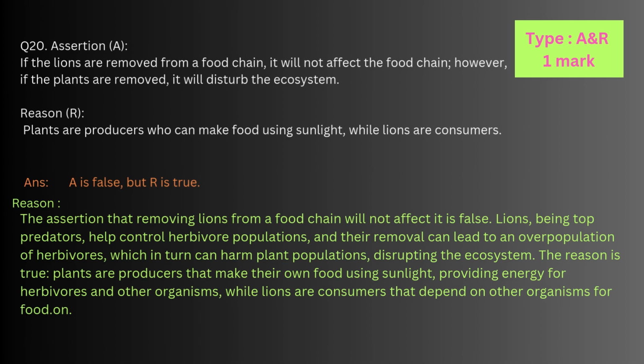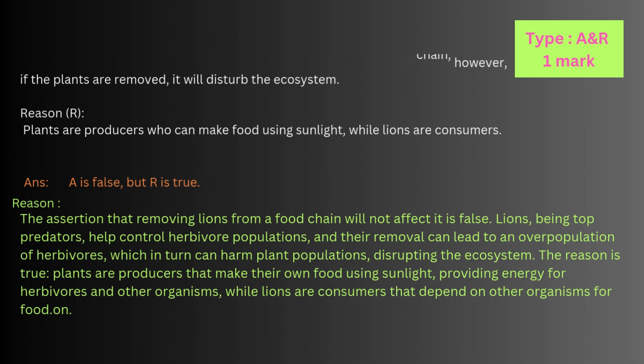The reason statement is true because plants are the primary producers in the food chain because they produce their own food through photosynthesis, providing energy for herbivores and in turn other trophic levels. Lions, on the other hand, are consumers, that is carnivores, relying on other organisms for food.